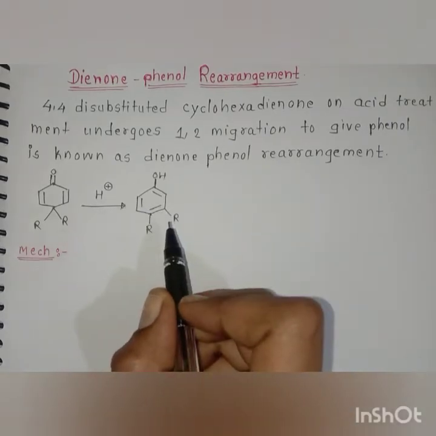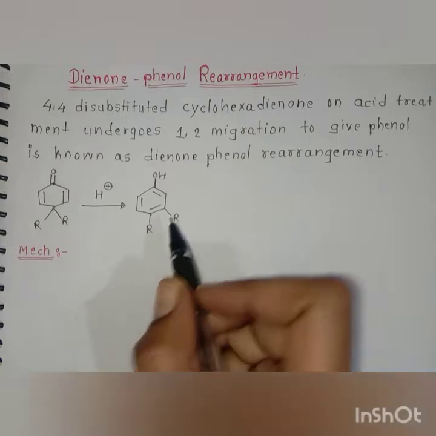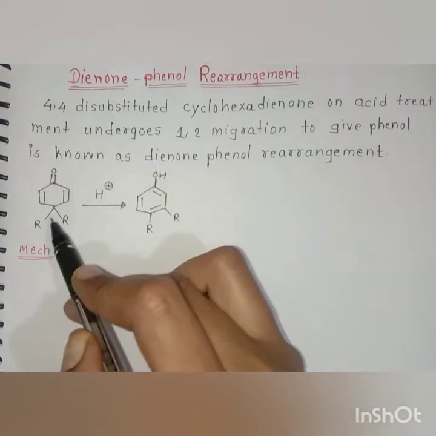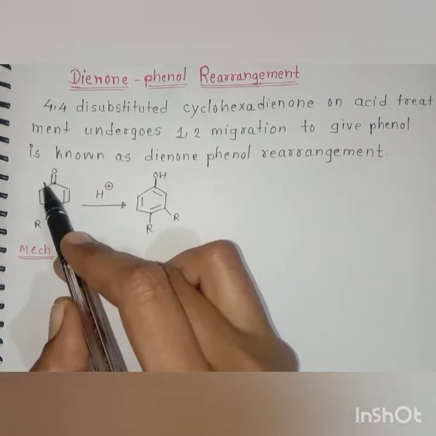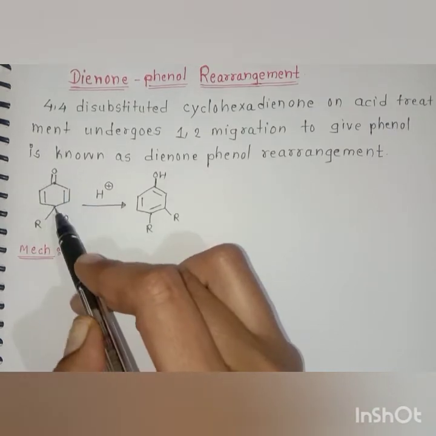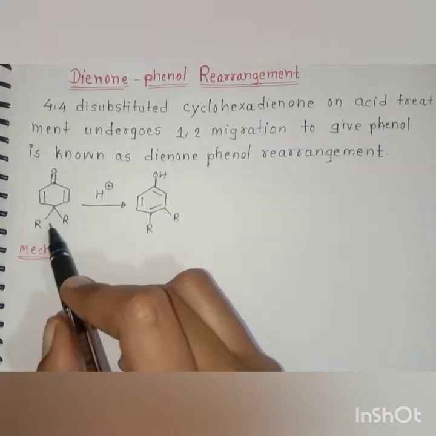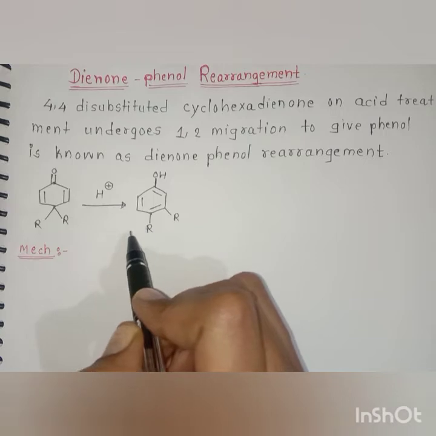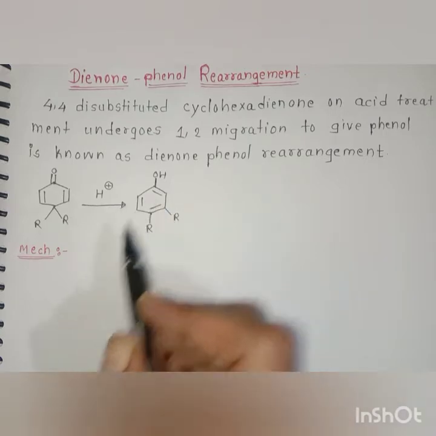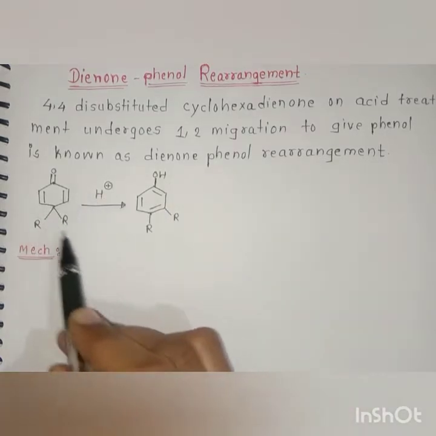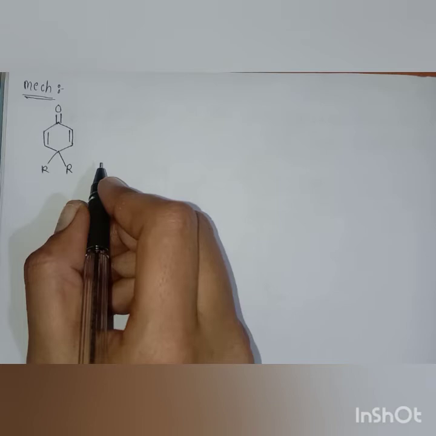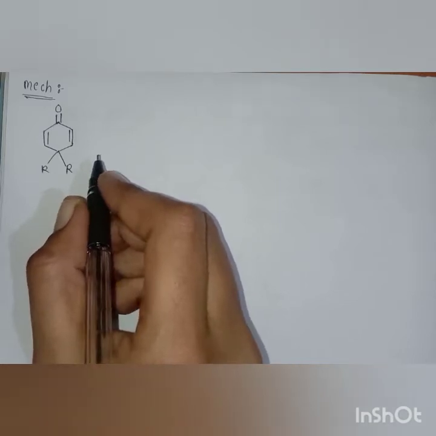Today I am going to discuss the next rearrangement, that is the Dienone Phenol Rearrangement. Here the 4,4-disubstituted cyclohexadienone on acid treatment undergoes 1,2 migration to give the phenol, known as the Dienone Phenol Rearrangement. And the driving force for this reaction is the regaining of the aromaticity. Now let's discuss the mechanism of the Dienone Phenol Rearrangement.